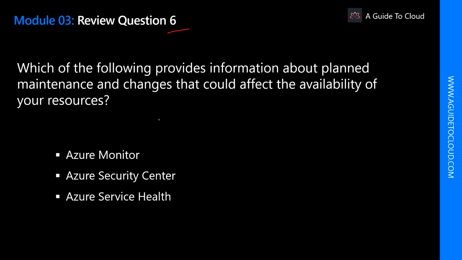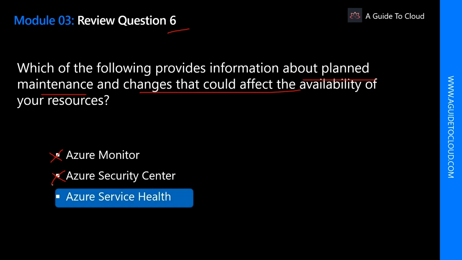Which of the following provides information about planned maintenance and changes that could affect the availability of your resources? So the key information is about planned maintenance and changes that could affect the availability of resources or Azure services. Is it Azure Monitor? Definitely not. Azure Monitor can give you real-time or near real-time reporting about the Azure services and resources health. Azure Security Center will give you details about recommendations and best practices about the resources in Azure and on-premises. So the correct answer is the third option, which is Azure Service Health.